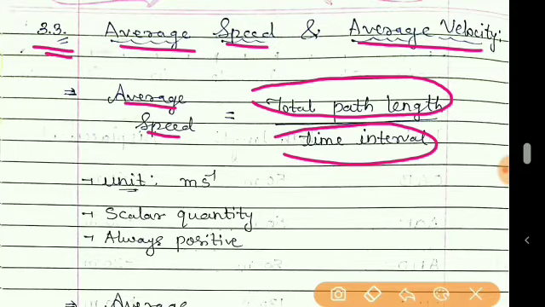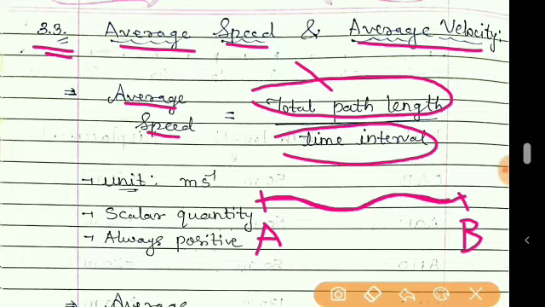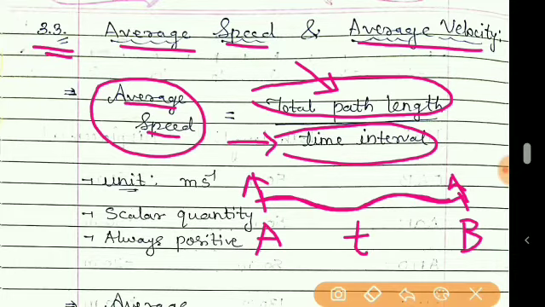Suppose any particle is moving on a path, then what is the length of this path? We have to consider the total length, which is kept in the numerator, and to travel from this point A to B, what is the total time taken? That is kept in the denominator. So the total path length upon time interval is nothing but the average speed.